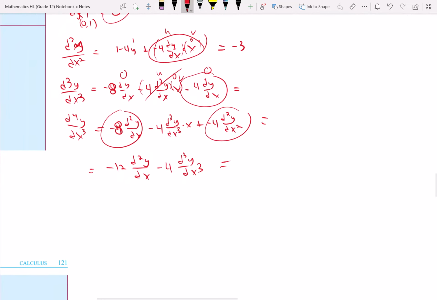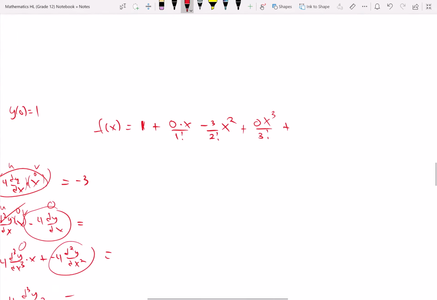And then the next one is negative 8 times the second derivative. The second derivative is negative 3. So this is negative 8 times negative 3, which is 24. The third derivative was 0, so this whole piece is 0. And so the next one is 24, right? So this is 24 x to the fourth over 4 factorial.